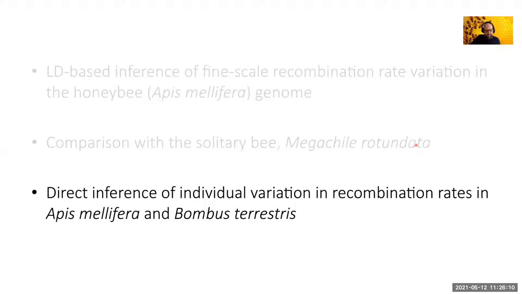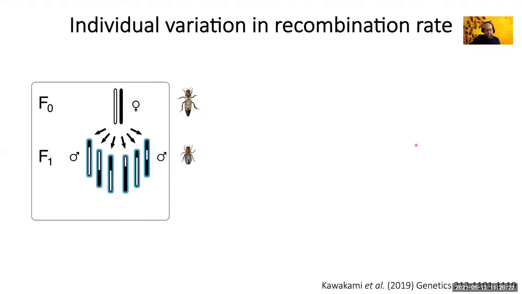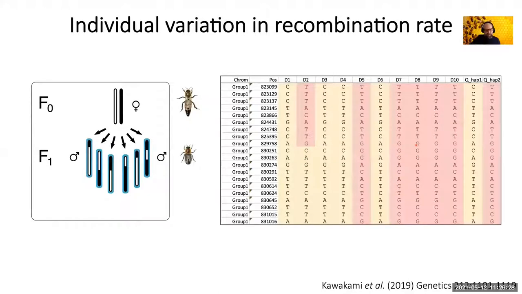Finally, we wanted to understand individual variation in recombination rates within species. Here we used Apis mellifera and Bombus terrestris. So here we used experimental determination of recombination rate variation by sequencing multiple drones from the same colonies. And here you can see that if you have sequences of multiple drones in a particular region, you can reconstruct the haplotypes of the queen and all of the drones and determine regions where recombination events have occurred.